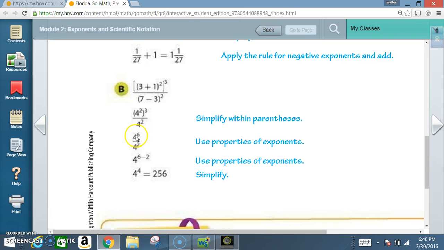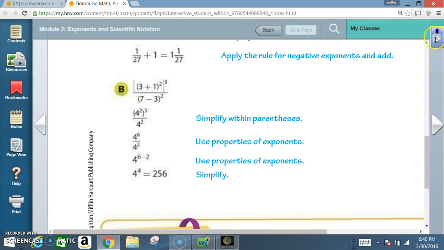So I end up with 4 to the 6th over 4 to the 2nd power. 4 to the 6th divided by 4 to the 2nd. My bases are the same. I'm dividing, so therefore I'm going to subtract. 6 minus 2 is 4. So 4 to the 6th divided by 4 to the 2nd ends up being 4 to the 4th. 4 to the 4th is equal to 256.